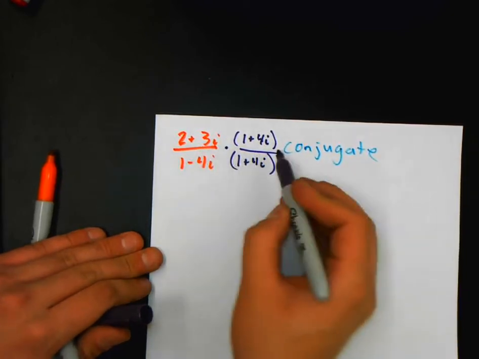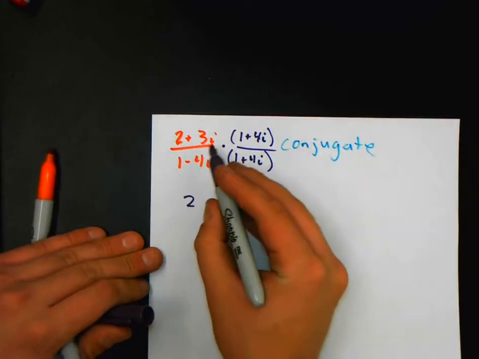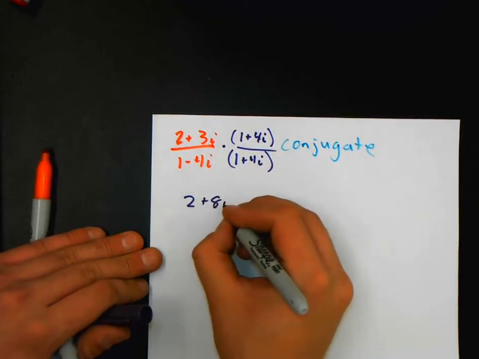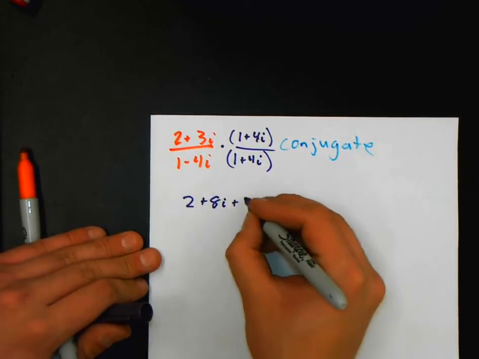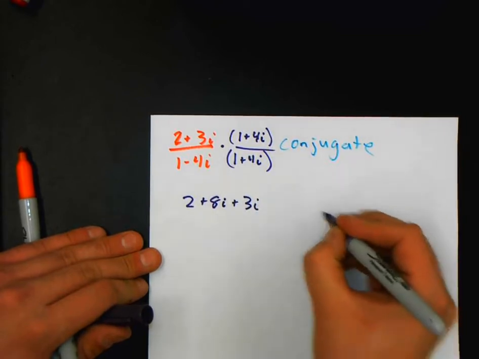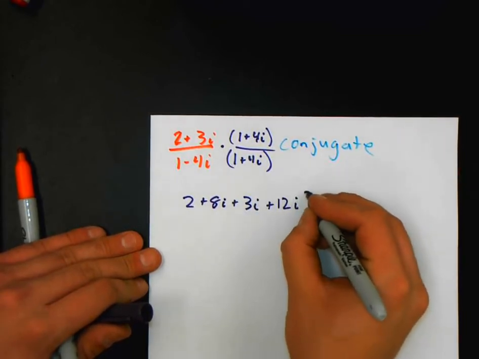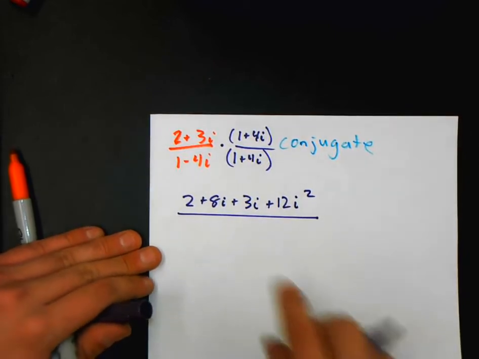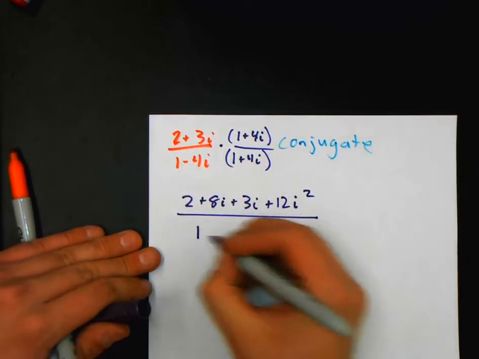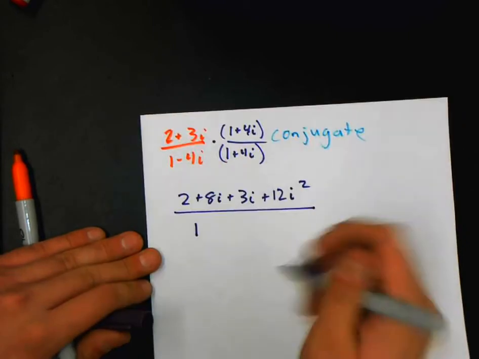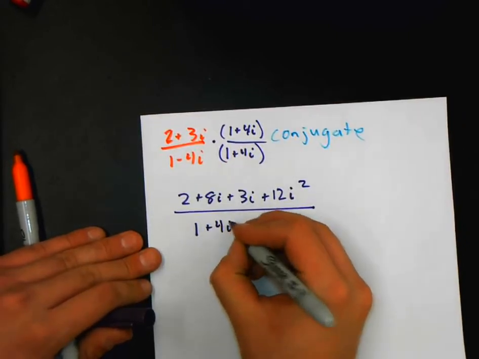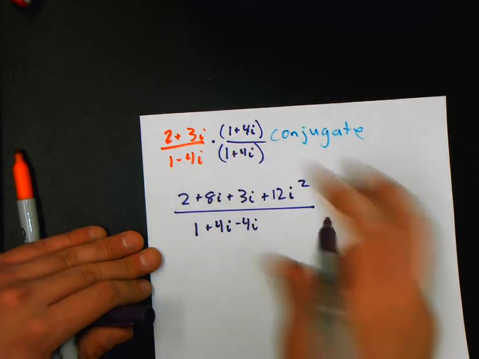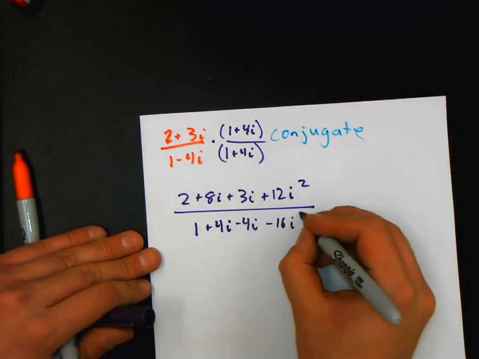Multiplying these expressions on top across, we have 2 for the first. Outside is 8i. Inside is 3i. And the last is 12i squared. My denominator, the first is 1. Outside is positive 4i. Inside is negative 4i. And my last is negative 16i squared.